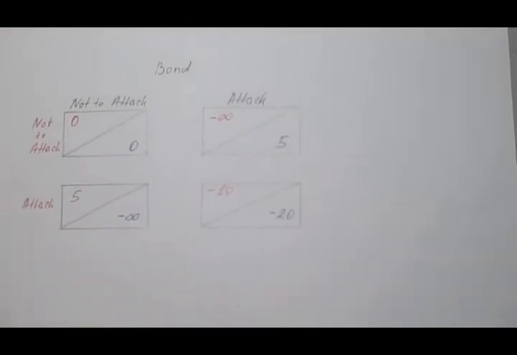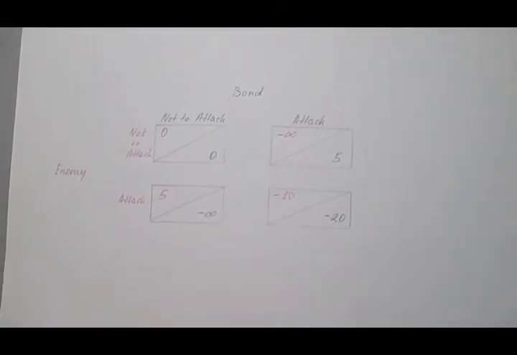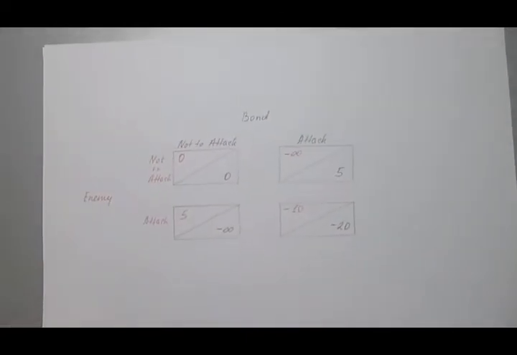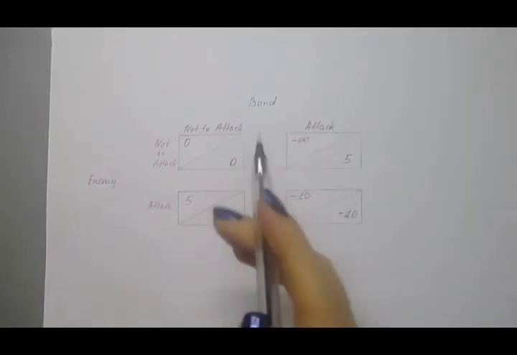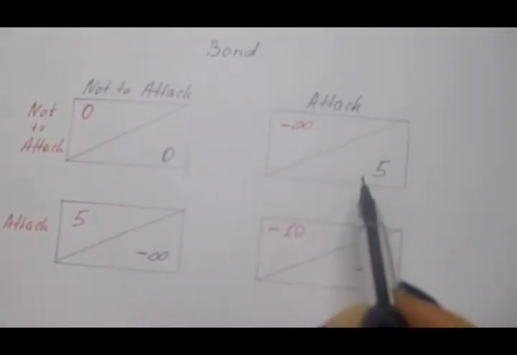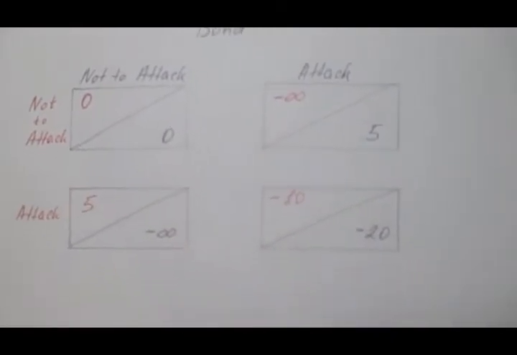So now let's see what action each opponent will take. Let's assume that enemy doesn't attack. Bond has 2 options, not to attack and to attack, 0 and 5. Clearly Bond chooses the best payoff, which is 5, which is to attack.